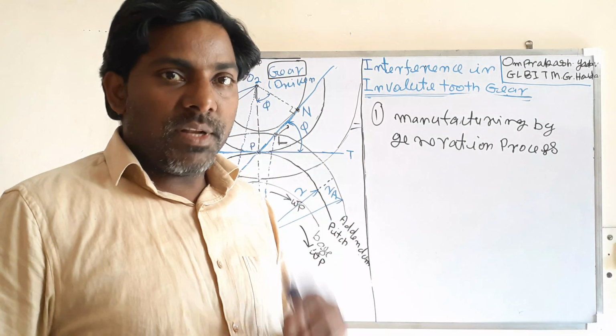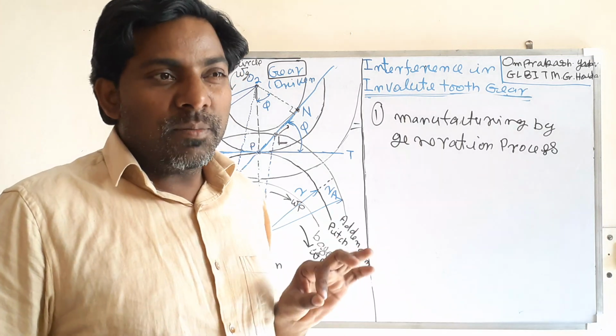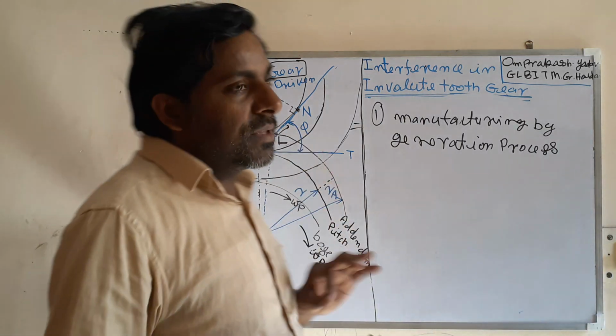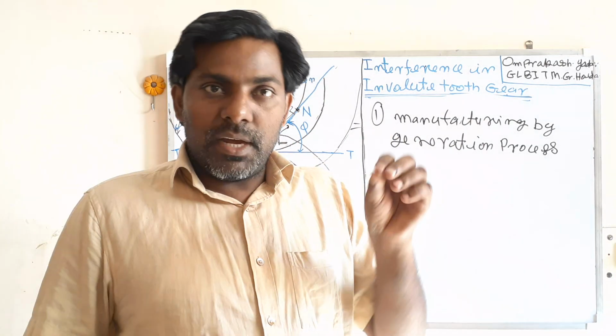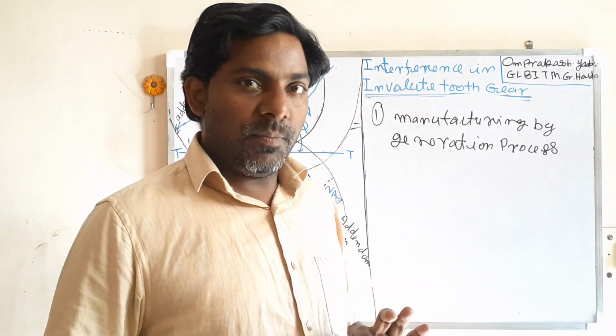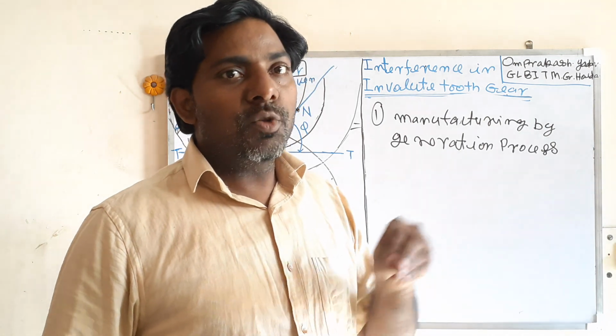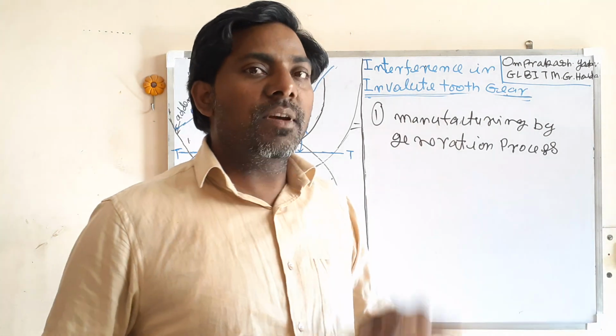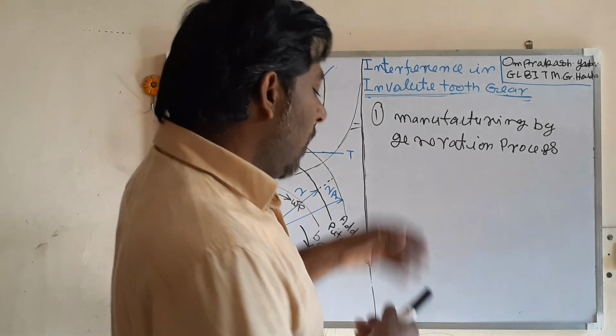So in that way interference can be avoided, but there is a problem that the root of the gear or pinion, wherever you removed the material, undercutting, that becomes weaker. That is the problem. So you cannot remove more material. Otherwise the weak root becomes weaker. So this is one method.